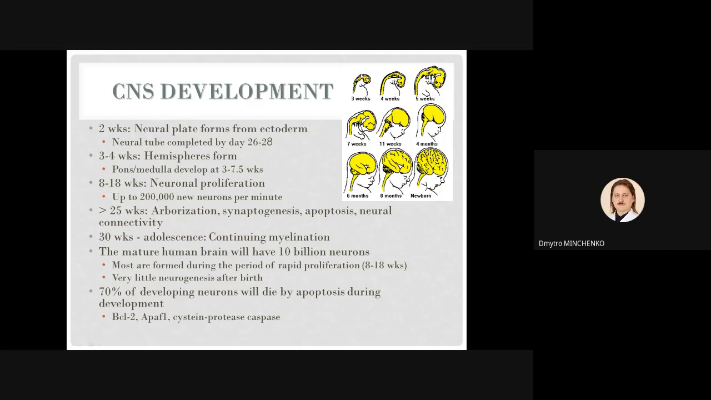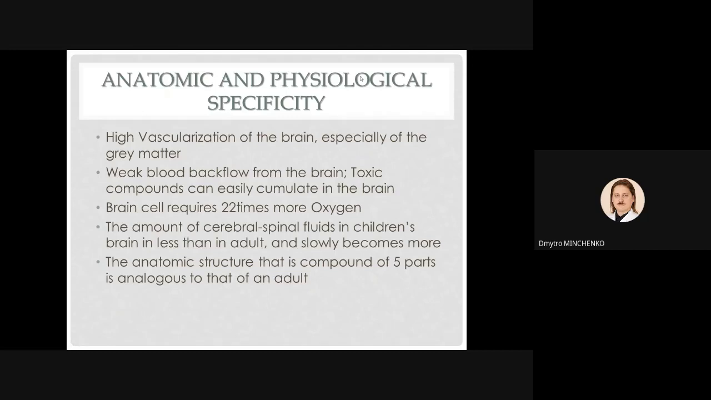Let's move on and look at the anatomical and physiological specificities of the small child's neonate's brain. High vascularization of the brain, especially of the gray matter. Weak blood backflow from the brain. Toxic compounds can easily accumulate in the brain. Brain cell requires 22 times more oxygen. The amount of cerebral spinal fluid in the children's brain is less than an adult and slowly becomes more. The anatomic structure that is compounded of 5 parts is analogous to that of the adult. So while anatomically the brain looks the same, physiologically, functionally, it is quite different and much more demanding.